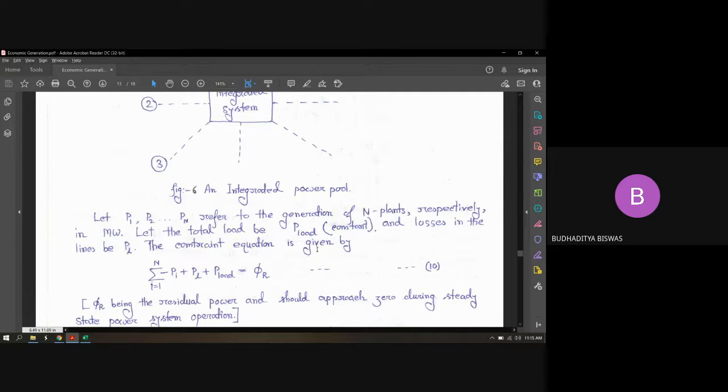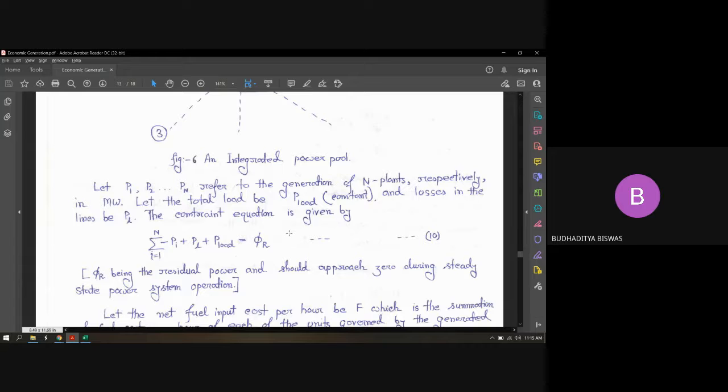The constraint equation is given by, the first one, the equality criteria. Generation should be equal to the demand. Previously we considered only this, that sum of Pi minus P load equal to phi. Phi is this constraint function, which should be 0 for the ideal case but should not be exactly 0 for the practical case. The value should be very close to 0.